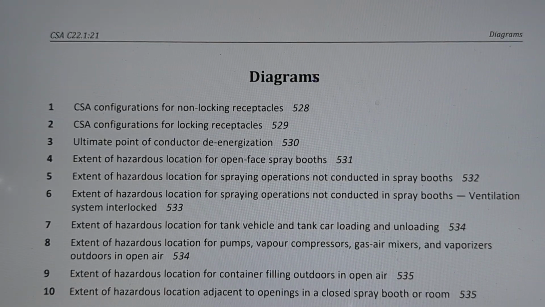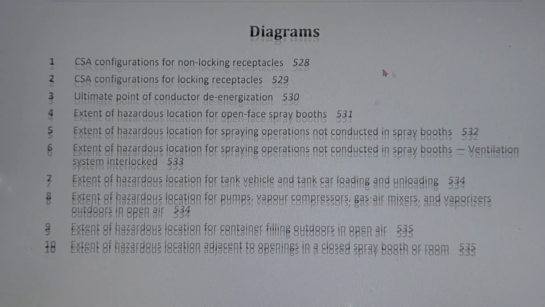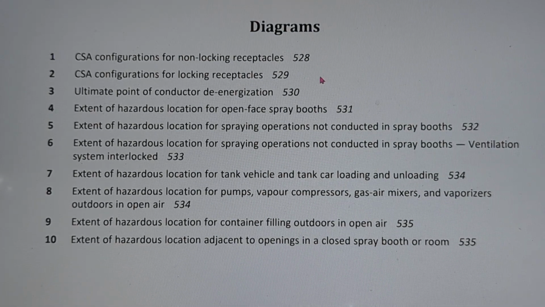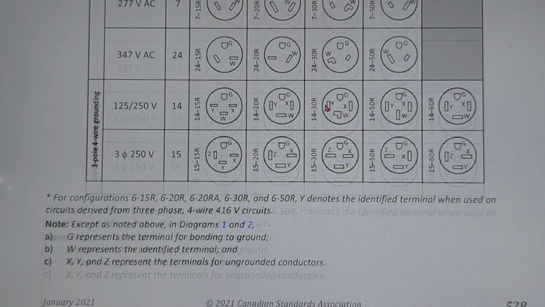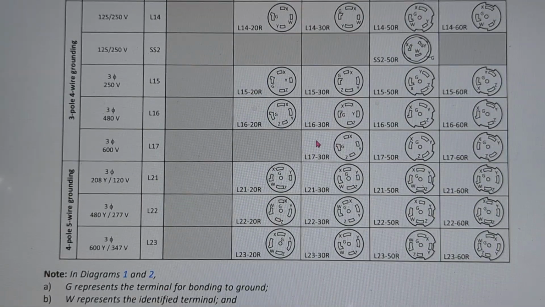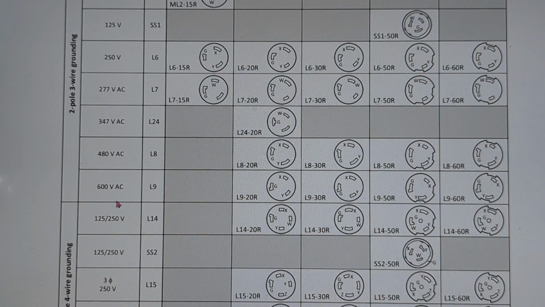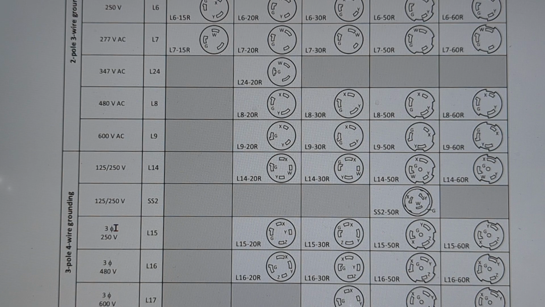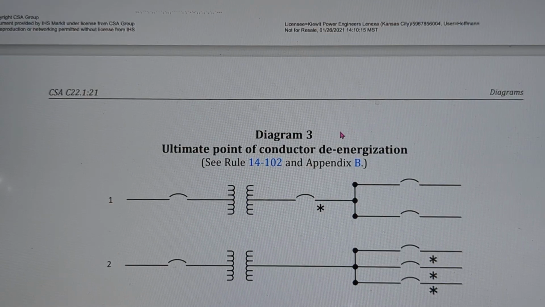So those were the tables. After the last table 71, we will move on to the diagrams. In the diagrams, only diagram 2 and 3 are important. Diagram 1 is also important, but normally no question comes from this section, though sometimes there is one question, sometimes two. Diagram 2, you must follow this and be careful while selecting. This is 3 phase, 250, 480, 600 volt. These are very important. Diagram 3, one question.